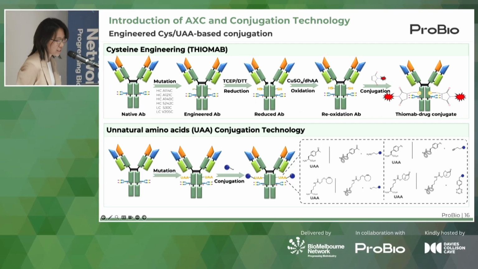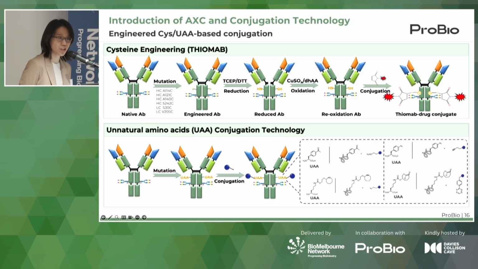And the last step is the conjugation of the linker payload to the engineered cysteine site. So in this way, we can achieve precisely controlled DAR value and homogeneous conjugation sites. And at the same time, the stability of the antibody is improved since all the interchain disulfide bonds are retained in this way.